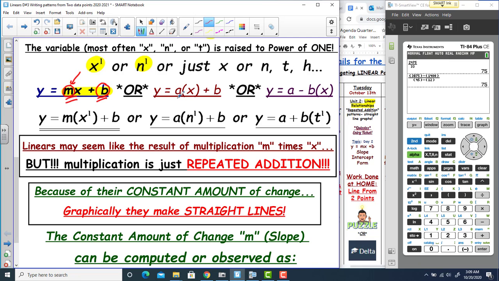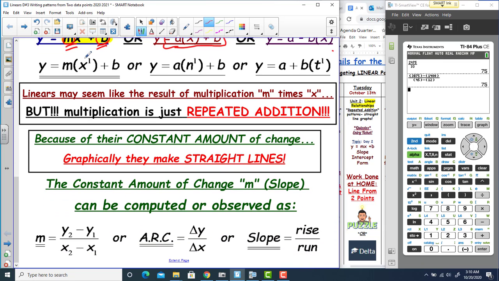A more common presentation, or a more useful presentation, I should say, happens in the calculators where they're called ax plus b or a minus bx. They're all going to give us some information, and we'll talk about why each one is different and useful in different ways as we move forward. Because you have m and x right next to each other, and when you have amounts next to each other in mathematics with no operation, it's automatically multiplication. But as we had just suggested, and as we repeat throughout the year, multiplication is just repeated addition. We're just adding the same amount over and over again.